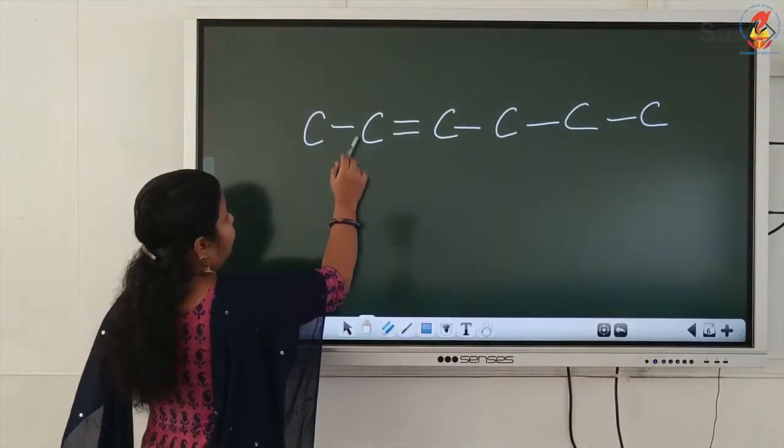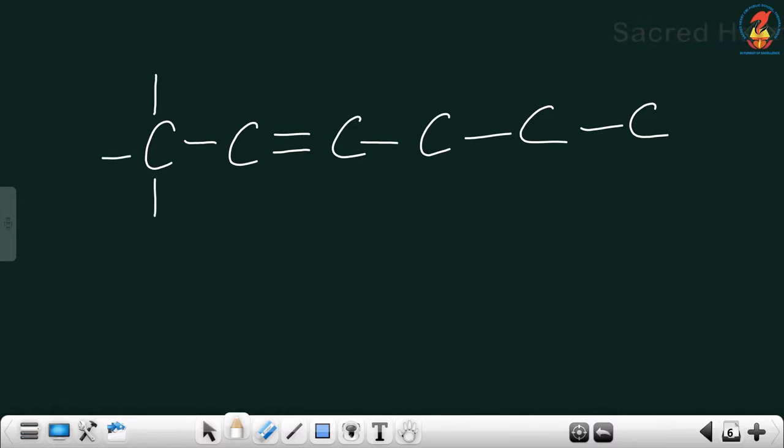First carbon, only one valency is satisfied. So 3 lines you have to draw, making the total valency of the first carbon 4. Now take the second carbon atom. Be careful. One valency on the left hand side, 2 valencies on the right hand side, making it 3. Now how many free valencies for this carbon? Only one valency. Third one also 2 plus 1, 3. Only one valency is free.